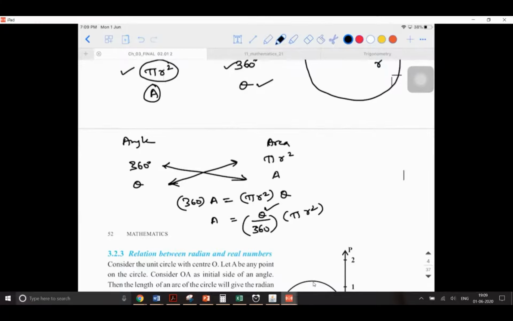In a similar context, we are going to derive the relation between radian and degree. Concentrate, you will get it. It's a simple conversion. Nothing so complicated.